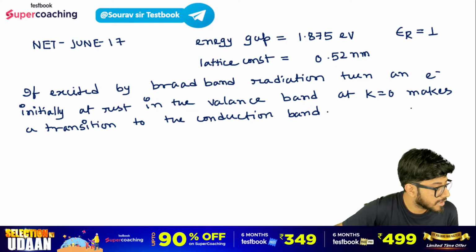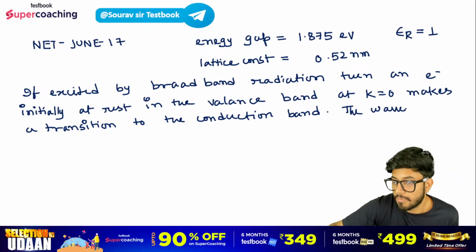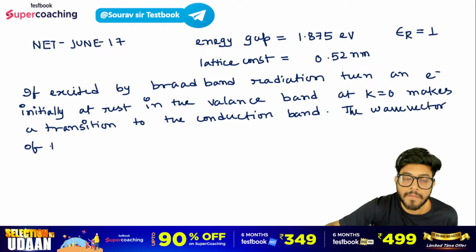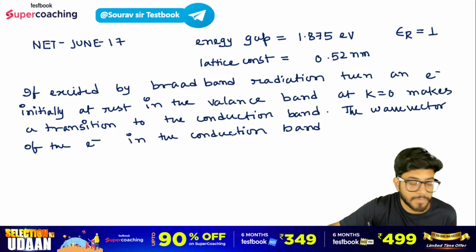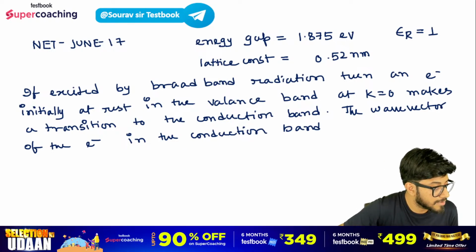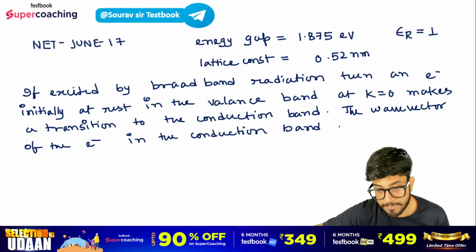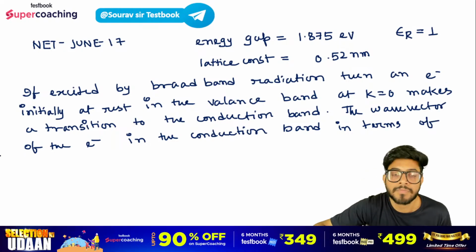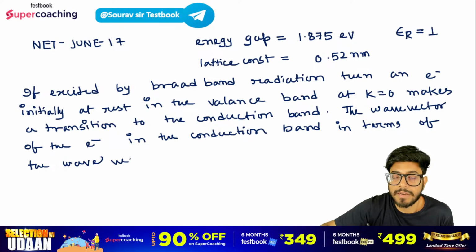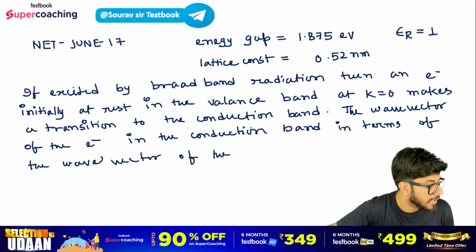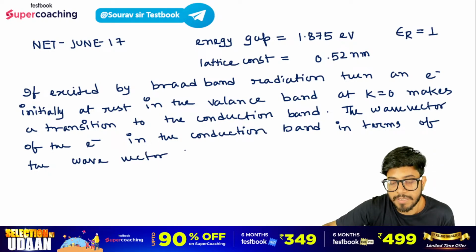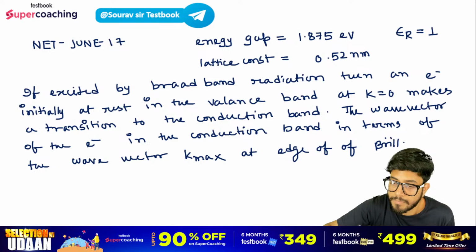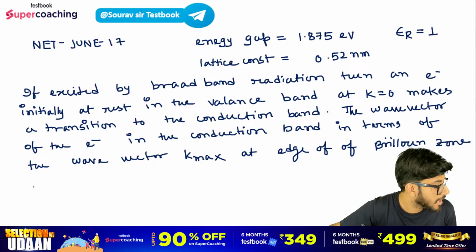Now the wave vector of the electron in the conduction band, in terms of the wave vector k max at the edge of the Brillouin zone, after transition.